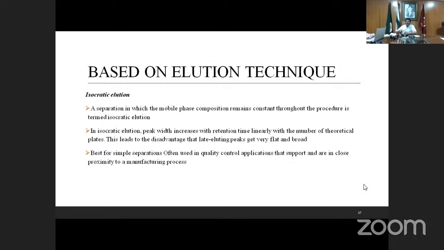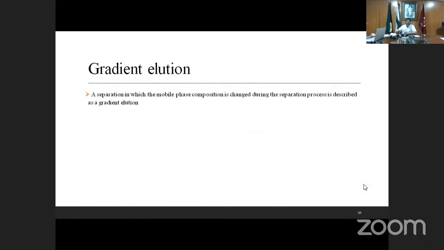Once we set the method on a gradient, we can convert it to isocratic mode.